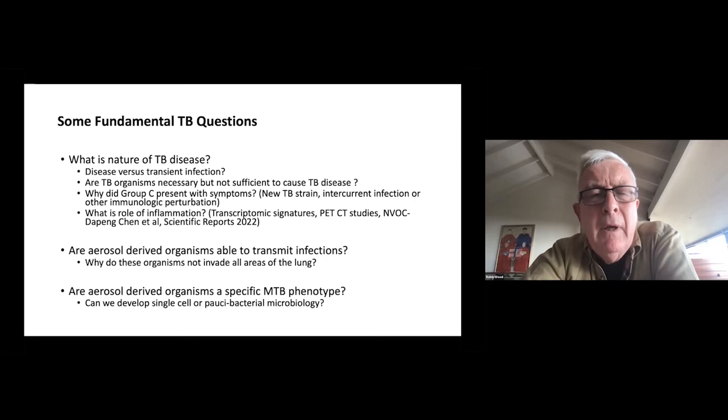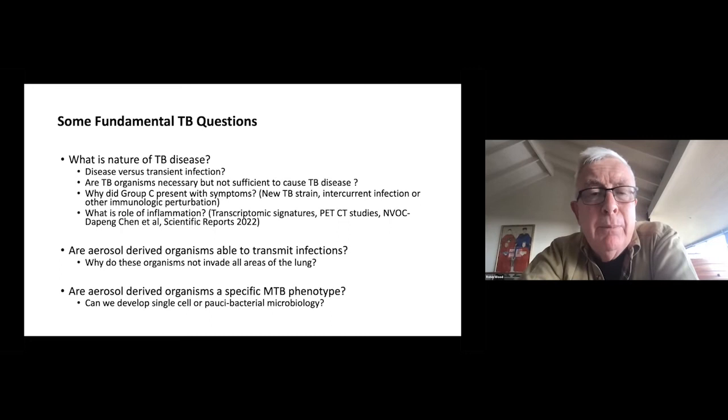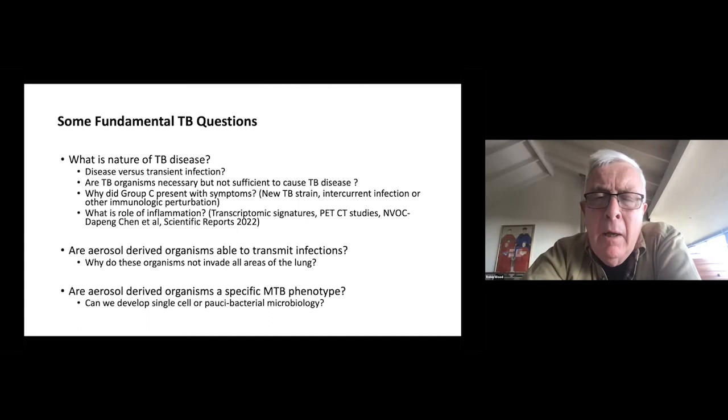We have the question of why did group C present with symptoms? Was this a new strain of TB, a first infection with TB? Was there an intercurrent infection or some other immunological perturbation between the balance between the host and the pathogen? It does raise the question of the role of inflammation. There's a lot of work now on transcriptomic signatures for inflammation preceding a diagnosis of TB. There's PET-CT studies which have shown local inflammatory changes during treatment and after treatment in different parts of the lung. And the data that I showed you from Darpeng, many of those chemicals and lipids are host-derived rather than pathogen-derived. So it raises that question.